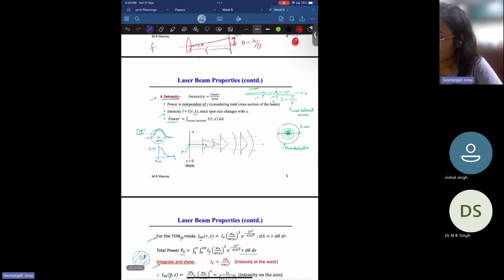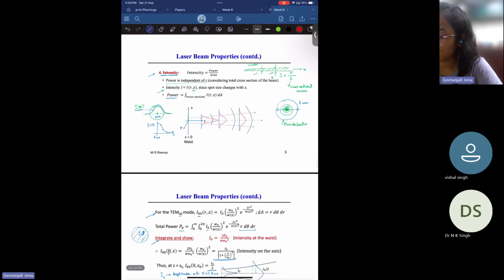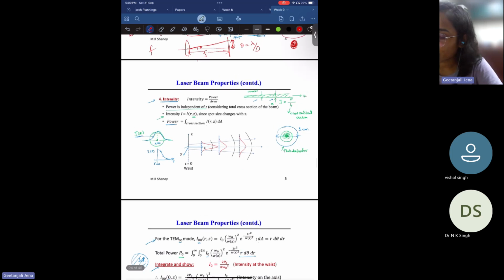And the next part is the intensity. Intensity, we have seen, is power per unit area. Let's say we have a photodetector, and this is the active region of the photodetector. If the beam is falling inside this active region, then we can say the power of this laser is independent of Z. Whatever Z will be, the power will remain the same.